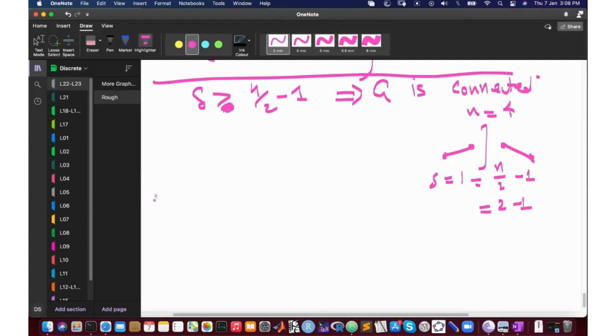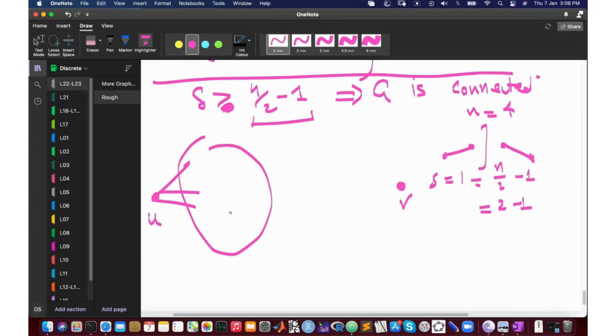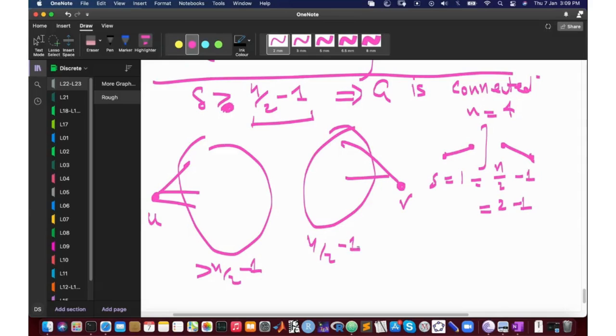So by contradiction, let's assume that the graph is not connected. If the graph is not connected, there must be a vertex u and a vertex v so that they are not connected. What does this mean? Since the minimum degree of u is more than this, there are more than n over 2 minus 1 vertices here, and there are more than n over 2 minus 1 vertices in here.